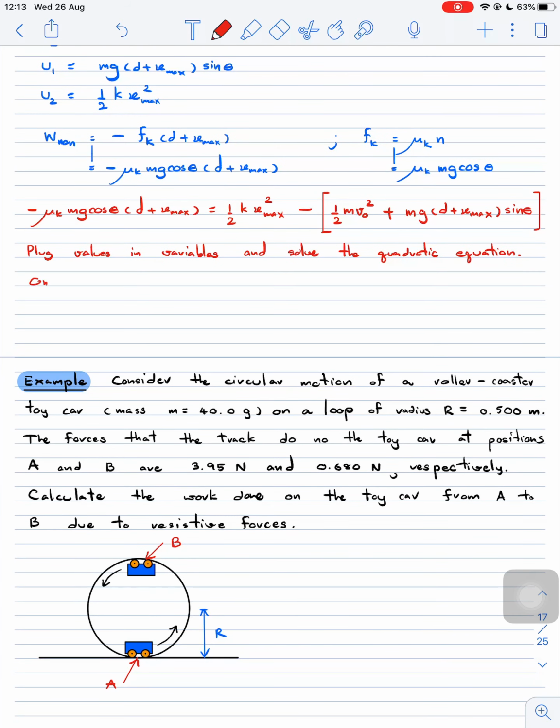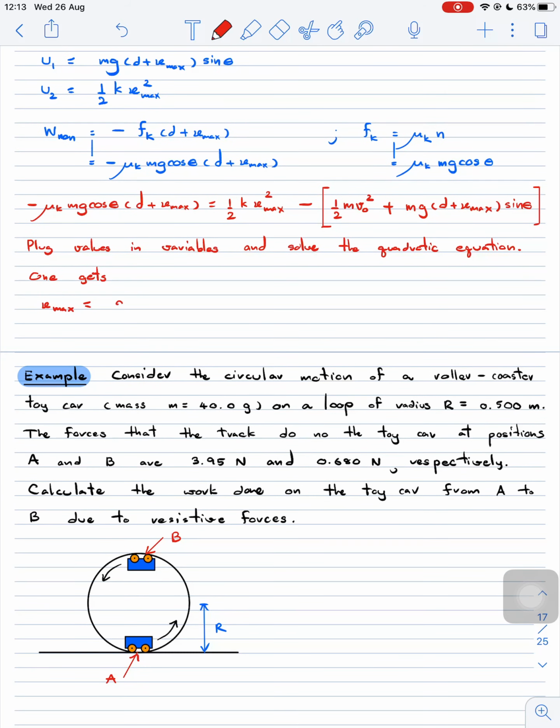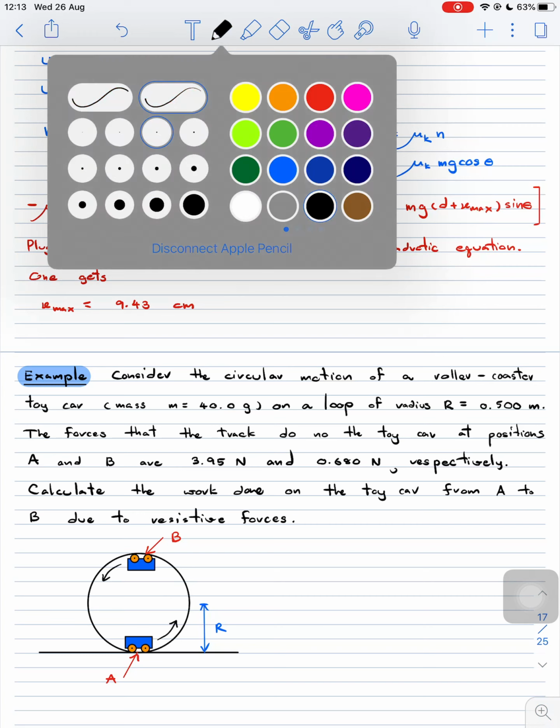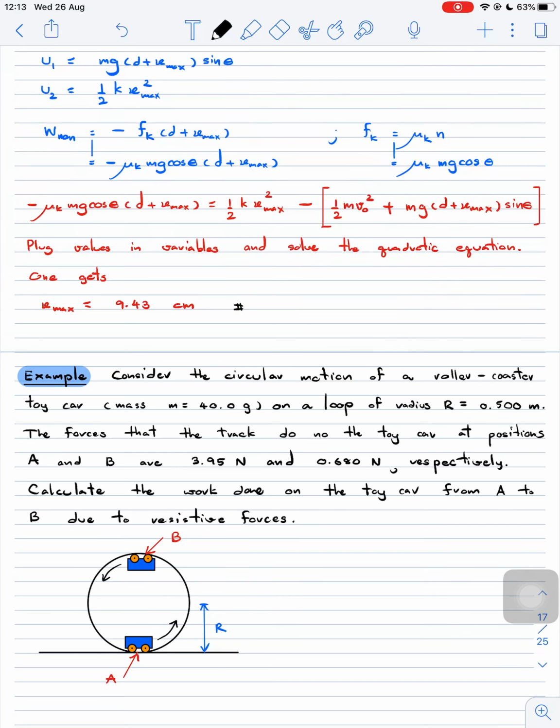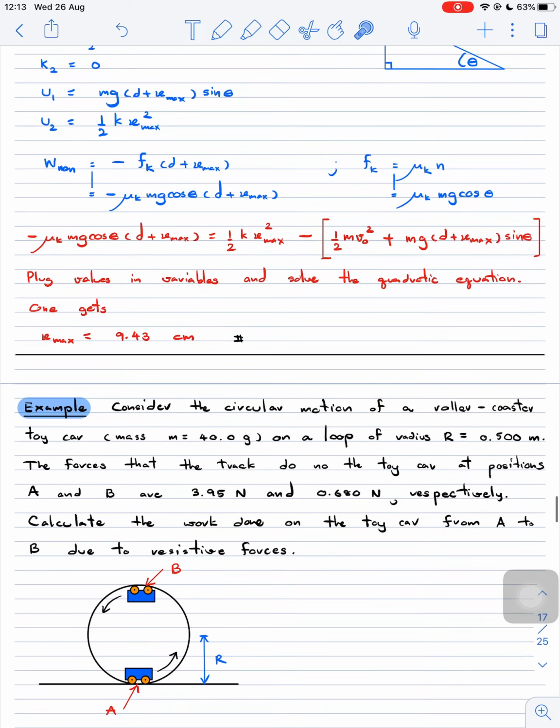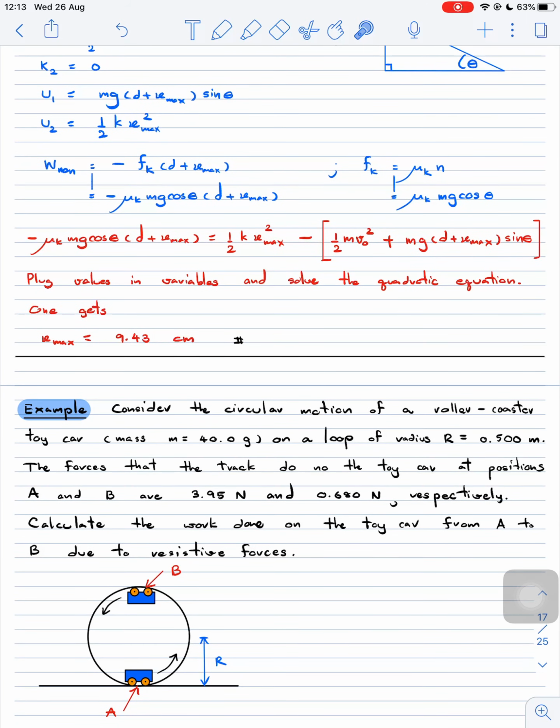Okay, so one will get the x max equal to 9.43 centimeter, and that's it. So this is the answer. Okay, so just do it by yourself. Just put in the numbers and solve the quadratic equation, and you will get this value for the x max.